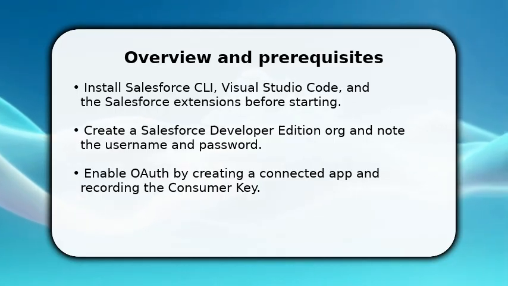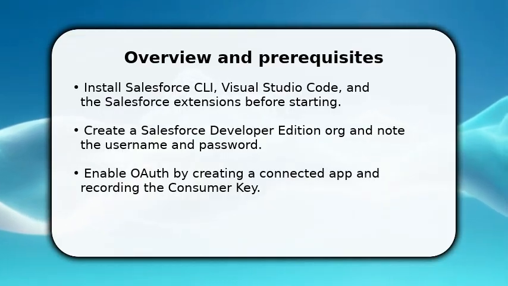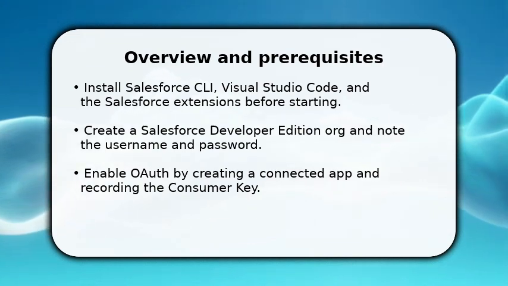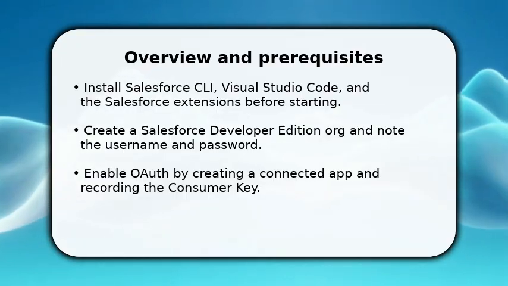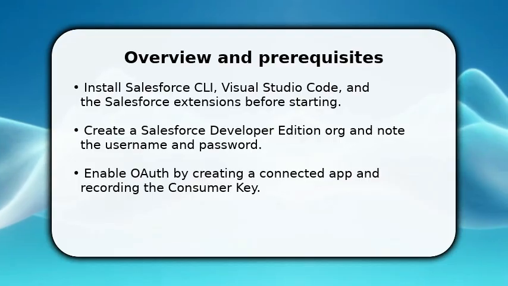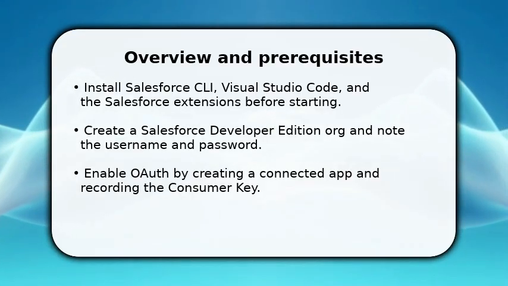In Salesforce Setup, create a connected app, enable OAuth, and record the consumer key and consumer secret. Set a redirect URI of http://localhost:1717 for the connected app to support browser login. Confirm API access and check the connected app policies for token expiration and IP restrictions.